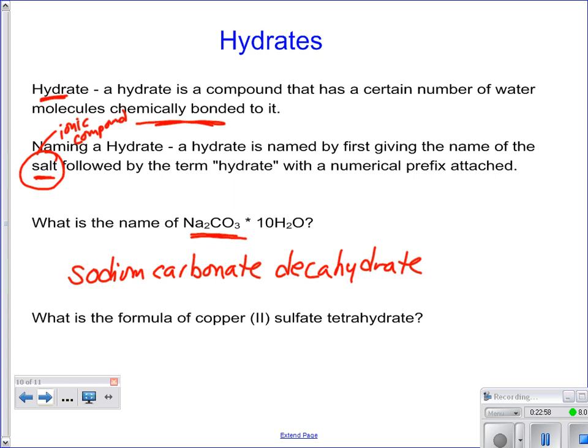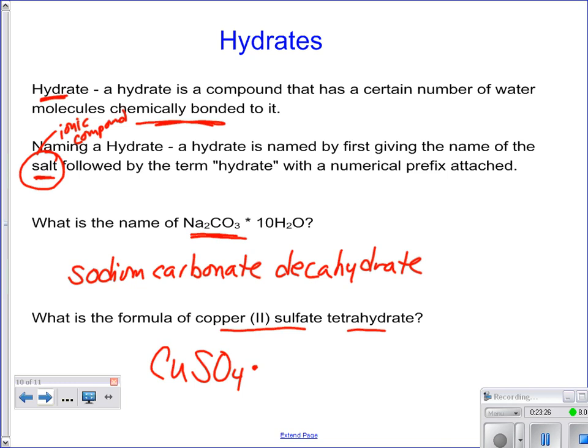Okay, what if we worked in the opposite direction? Copper 2 sulfate tetrahydrate. Well, the first thing is copper 2 sulfate, which really, you guys are quick at this now. CuSO4, plus 2 minus 2, so that's what it looks like. Copper 2 sulfate. And now we're going to put this dot right there in the middle. It's kind of like a times, but that's showing that it's chemically bonded to tetrahydrate.